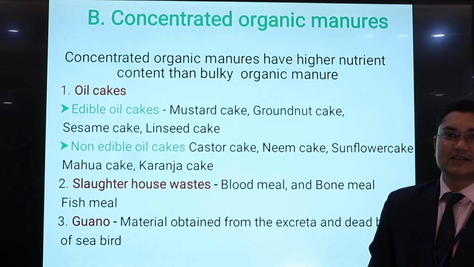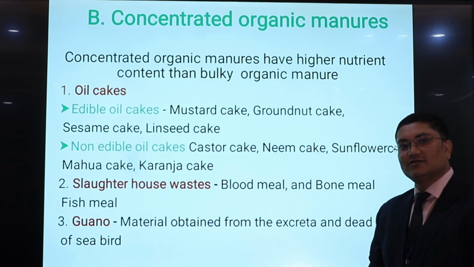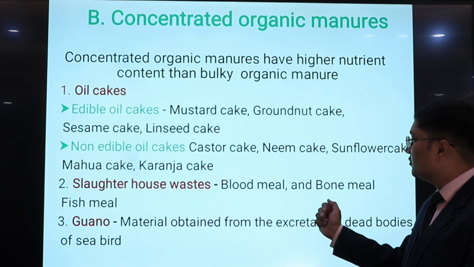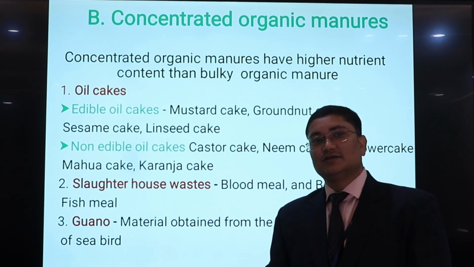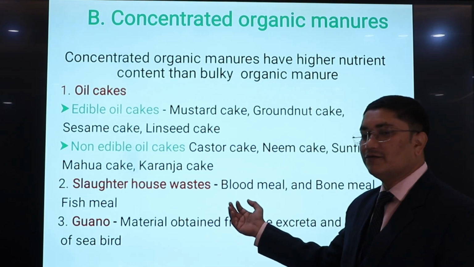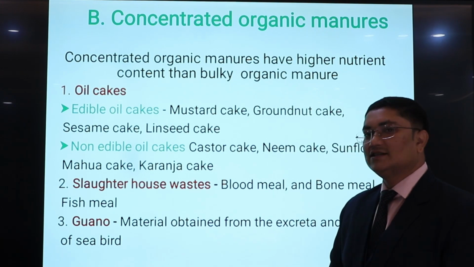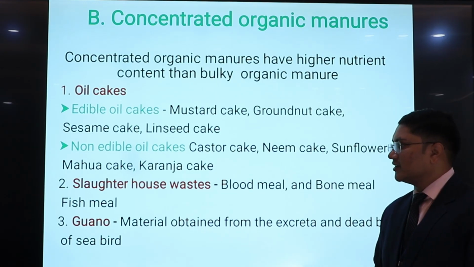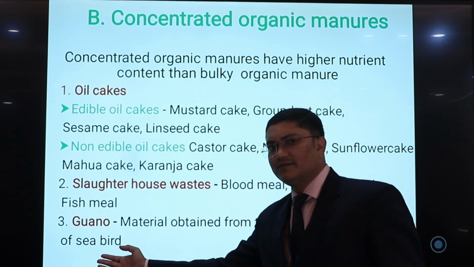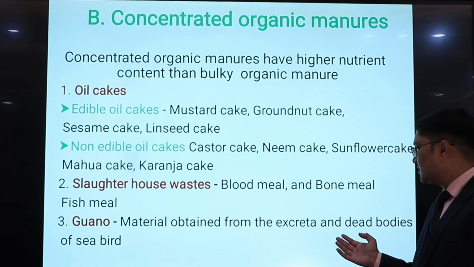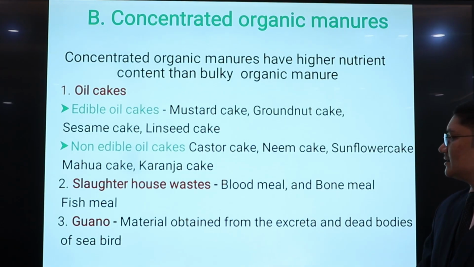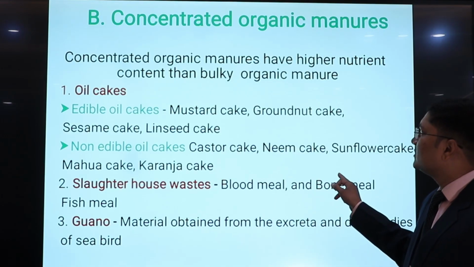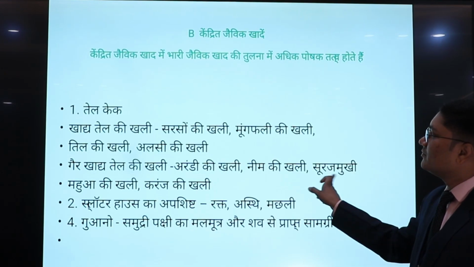Then slaughterhouse wastes. Where animals are slaughtered, we get waste like blood, bones, and fish. These wastes of blood, bones, or fish come from the slaughterhouse, and are also used to provide nutrients to the crop. Then guano. Guano is basically the excreta and dead bodies of seabirds. This is the guano category, and it is an example of concentrated organic manure.